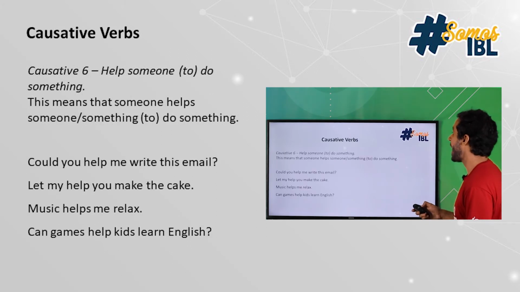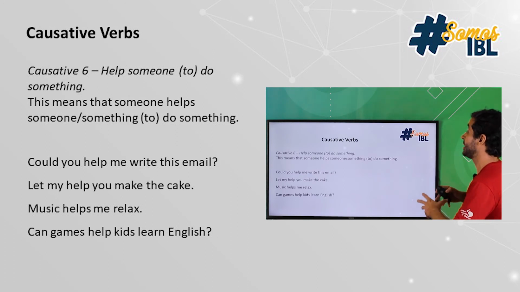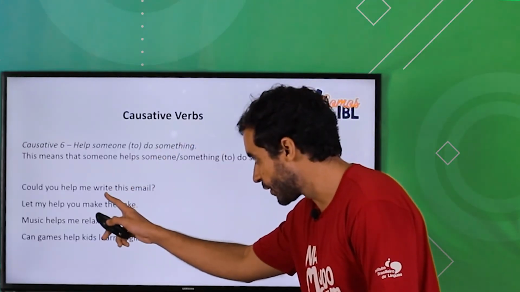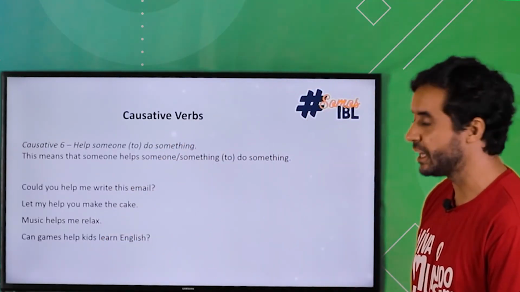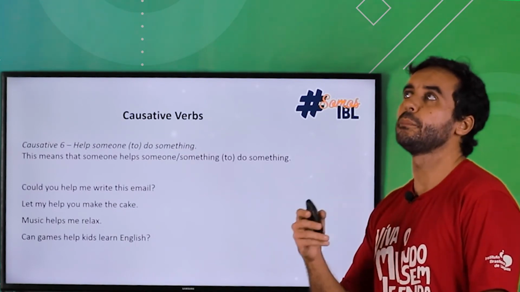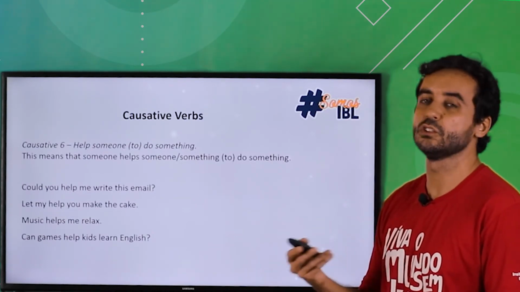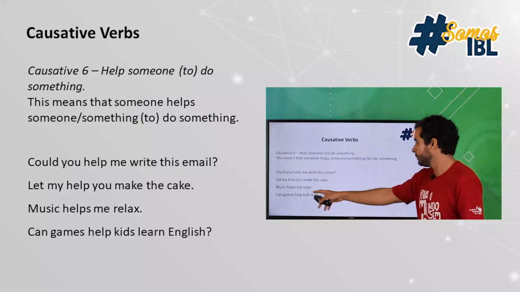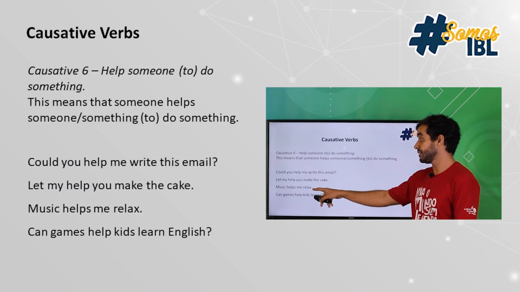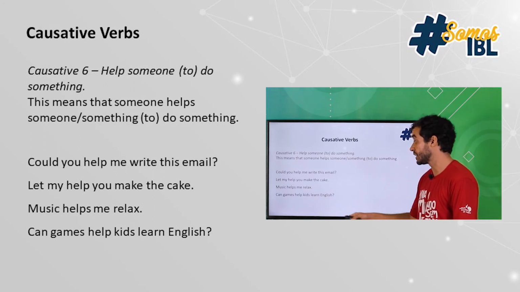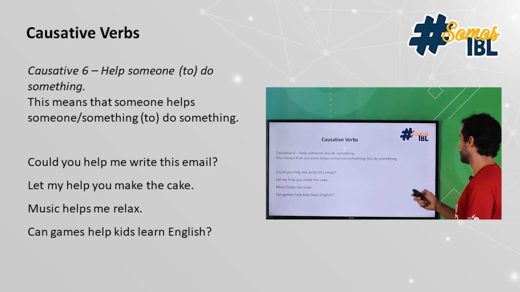Next one is help somebody to do something. This means that someone helps someone to do something. Okay, that's pretty obvious, right? Could you help me write this email? Again, we have the verb in the infinitive without to. I could even say I help my grandparents do the dishes. I help my father do the laundry, etc. Music makes me relax. Ooh, that music helps me relax too. I don't know about you. Can games help kids learn English? Yes, they do, right?